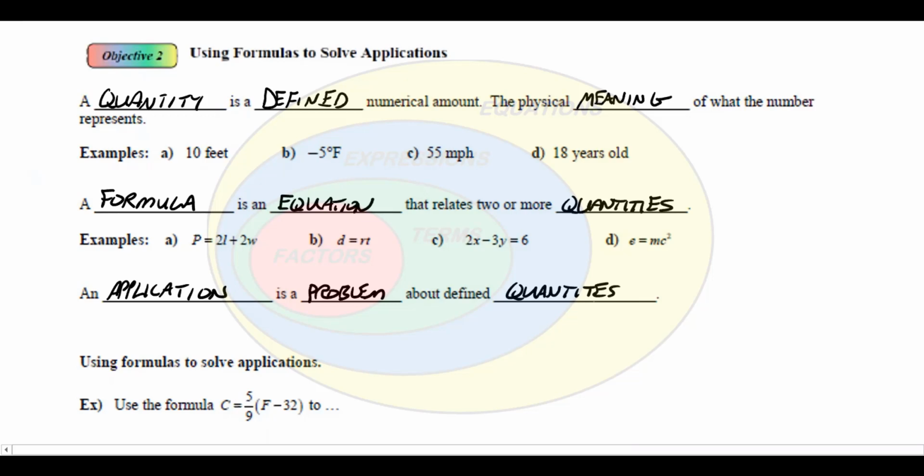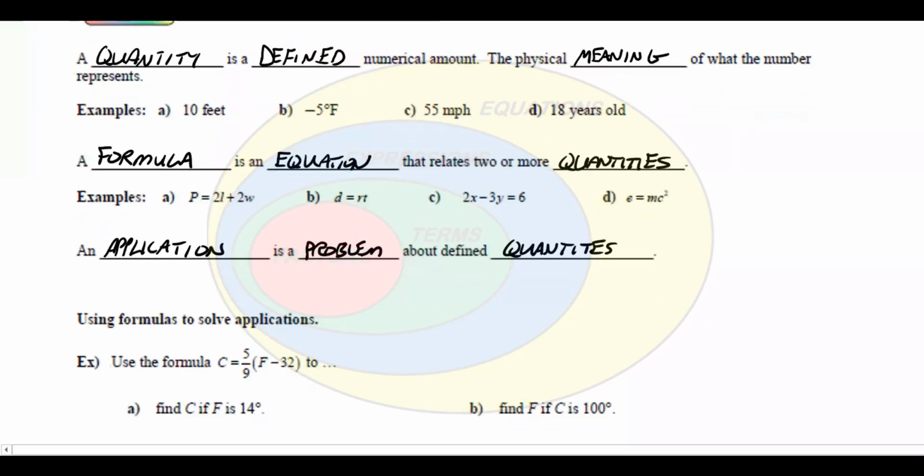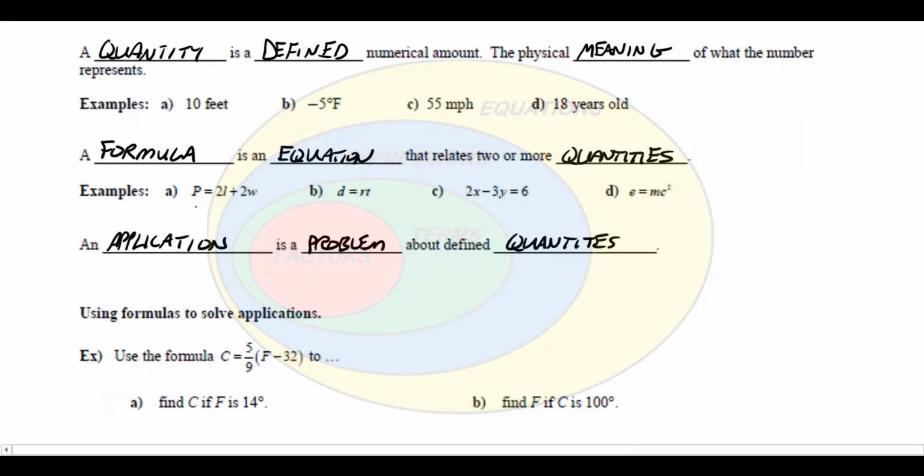something of a meaning. A formula is an equation that relates two or more quantities. And we just saw that from before. We had a formula, and again, a lot of times we use letters to represent what the quantities are, like perimeter equals 2L plus 2W. That was the perimeter of a rectangle. D equals R times T. So distance equals rate times time.